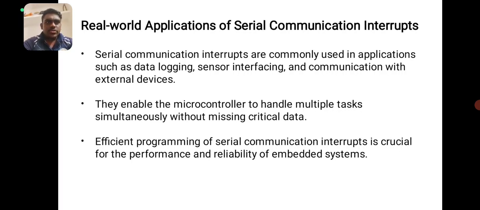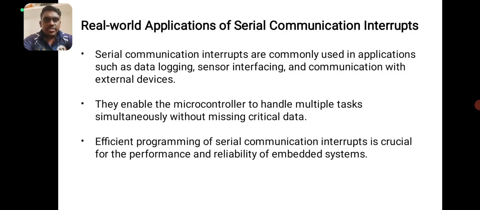Serial communication interrupts are commonly used in applications such as data logging, sensor interfacing, and communication with external devices. Serial communication is commonly used for data and sensors with a microcontroller, Raspberry Pi, Arduino, like that, to communicate with external devices. They enable the microcontroller to handle multiple tasks simultaneously without missing crucial data. We have to handle multiple tasks simultaneously without missing critical data. Okay.